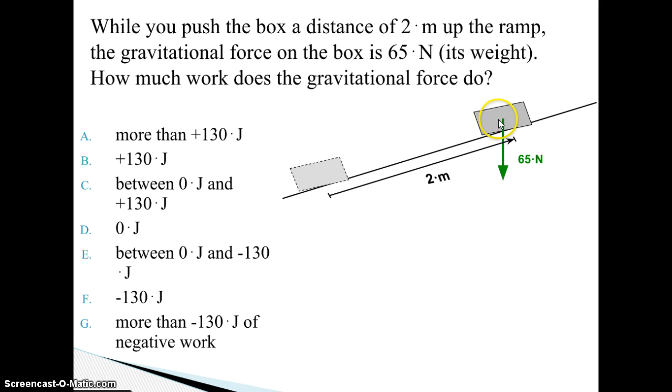Hopefully you notice that you would mainly be talking about the parallel weight component, because that's the one acting in this plane of motion, but it's going to be opposing the motion. I'm not expecting you to figure it out because I'm not giving you an angle, but if you figured out that parallel weight and used the angle, you would find that it's somewhere between 0 joules and negative 130 joules. And my box is a little off here, I realize.